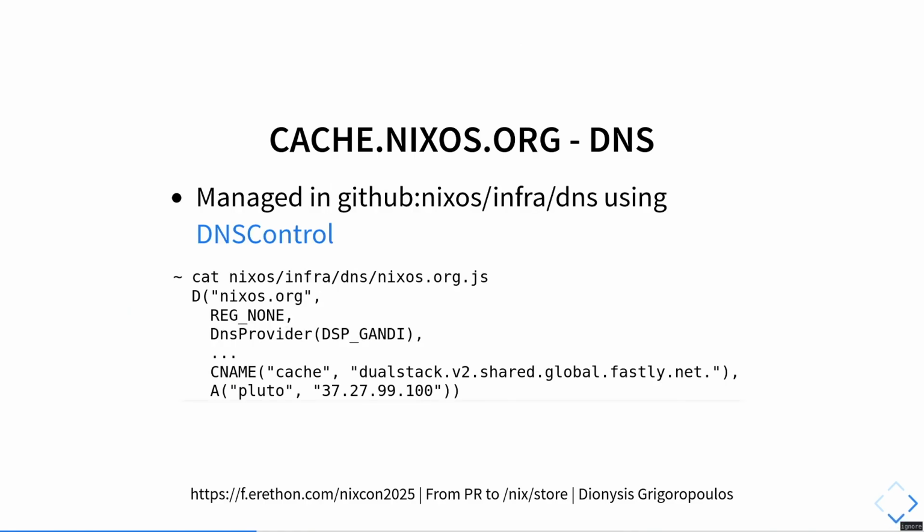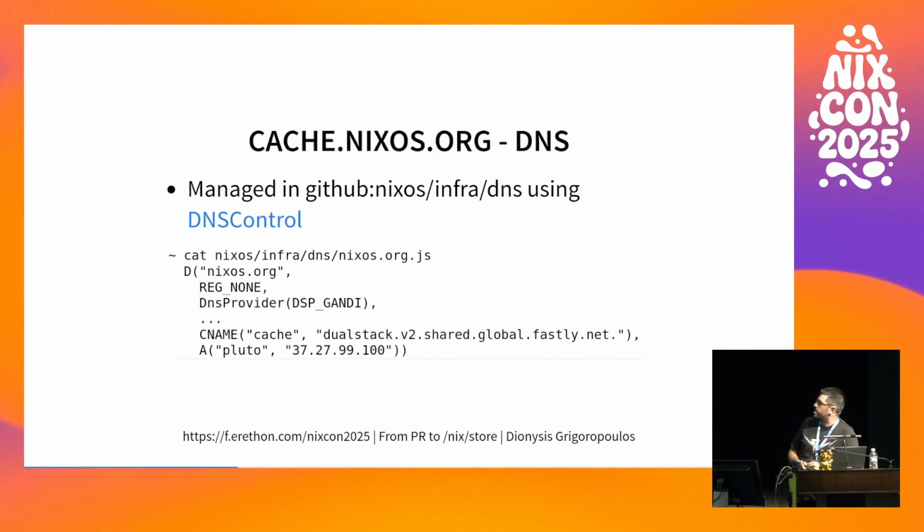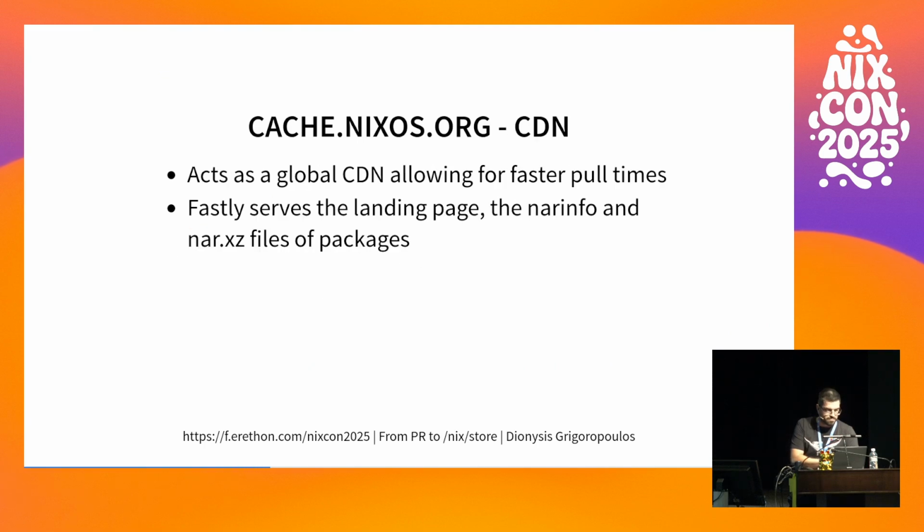All of this information is managed in the infra repository under GitHub NixOS infra on the DNS directory, and it's using DNSControl. DNSControl is an opinionated software for management of DNS records. The configuration for it might look something like this. I've omitted a lot of the steps, but it's just plain JavaScript files, and they specify the DNS zone.